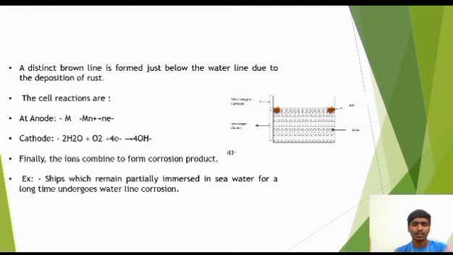The cell reactions are: at anode, M gives rise to Mn+ plus electrons. At cathode, 2H2O plus O2 plus 4 electrons gives rise to 4OH-. Finally, the ions combine to form the corrosion product. For example, a ship which remains partially immersed in seawater for a long time undergoes waterline corrosion.